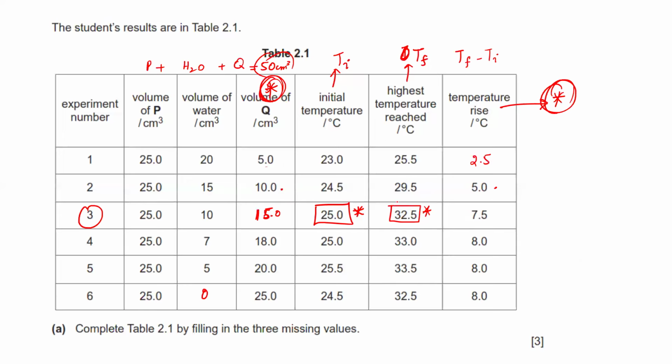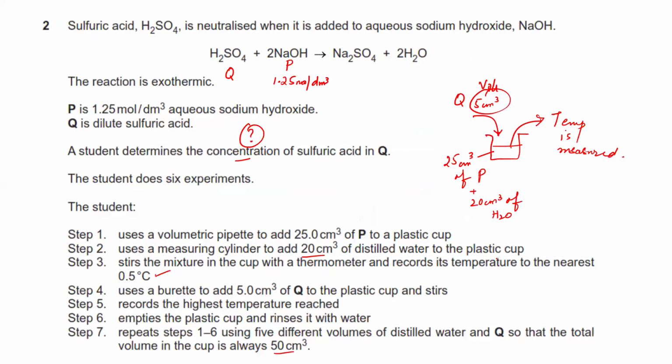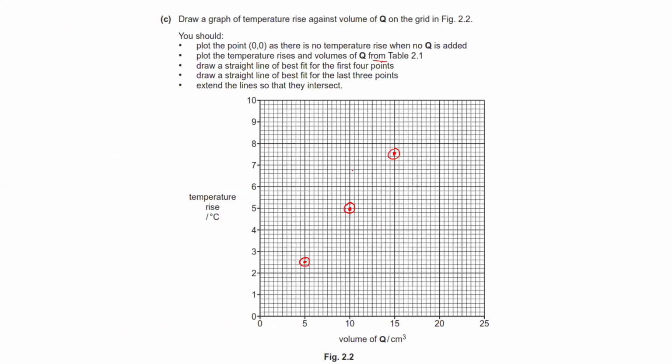Then we have 18, 8, 20, 8, 25, 8. So all of the next three values are 8. We have 8 at 18, 8 at 20, and 8 at 25. So these are our values.